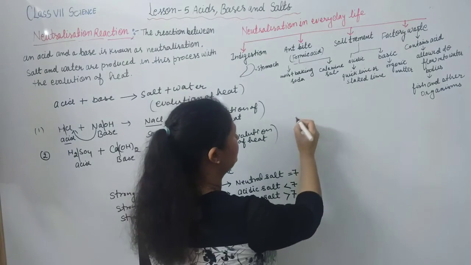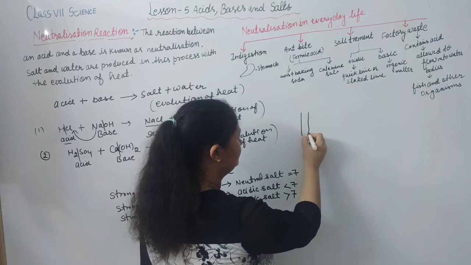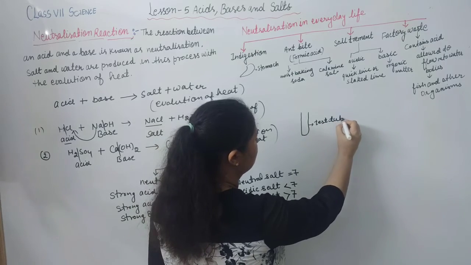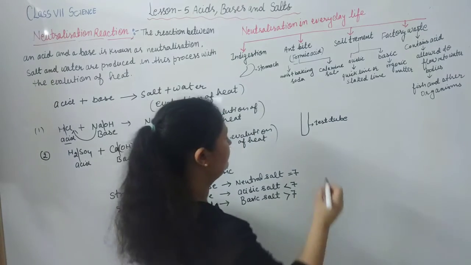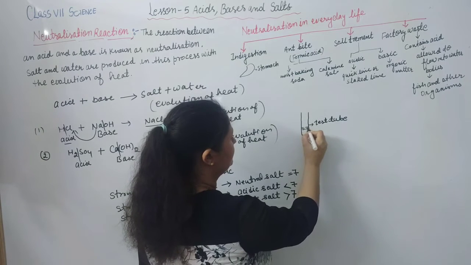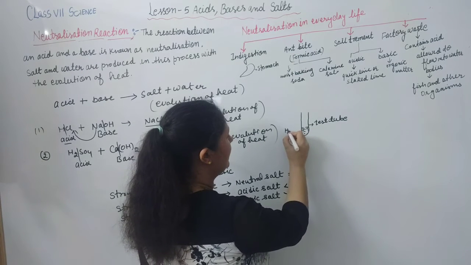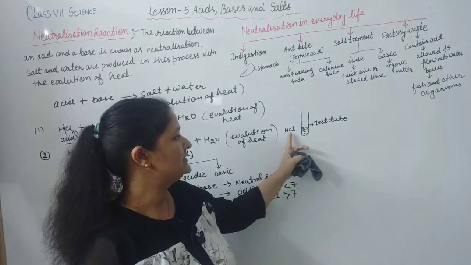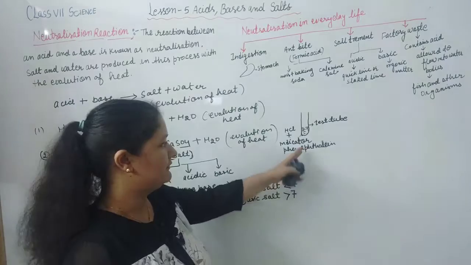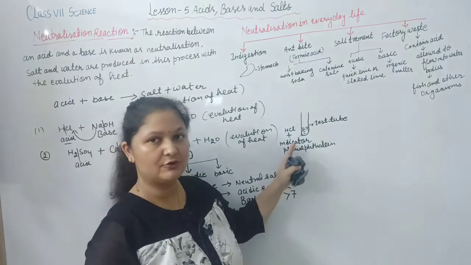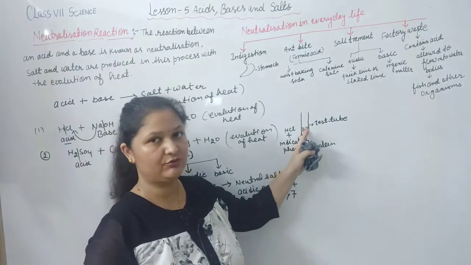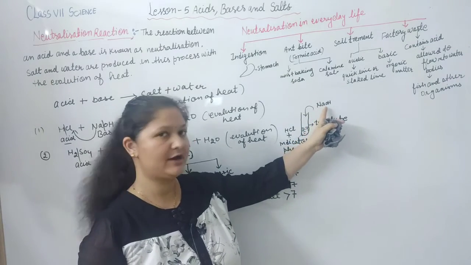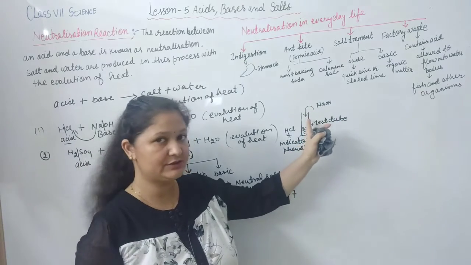First you take one test tube. This is test tube. After that you add 1/4 of hydrochloric acid in this test tube. This is the formula of hydrochloric acid, HCl. After that you add 2 or 3 drops of phenolphthalein indicator and shake the test tube well, and after that drop by drop you add sodium hydroxide solution, which is basic in nature.